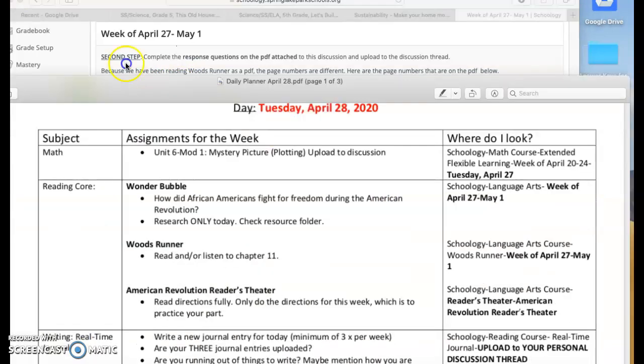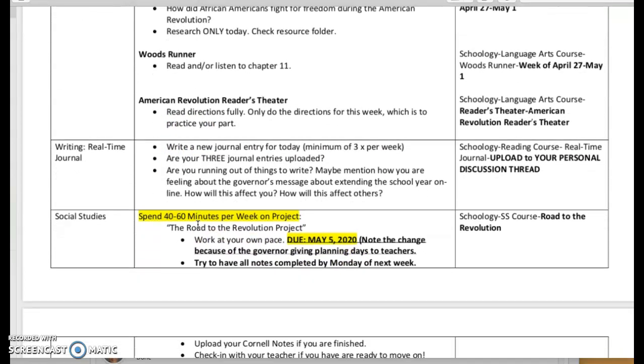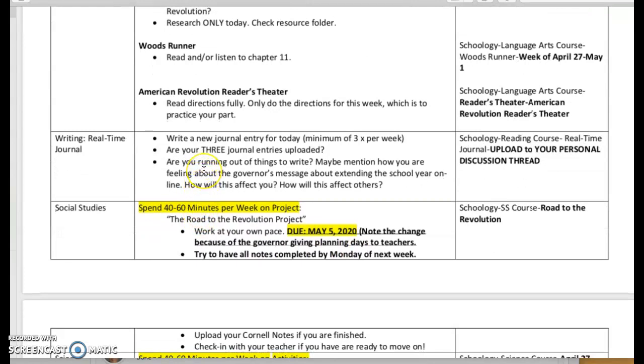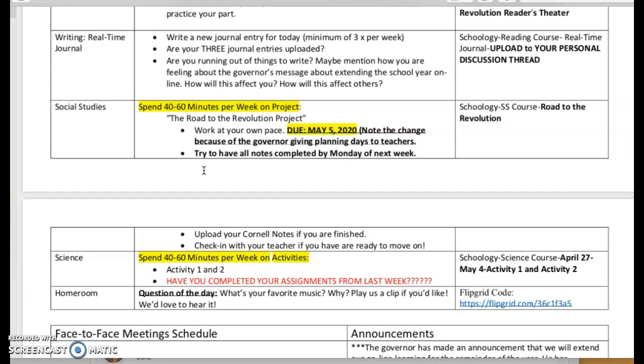All right, let's continue to look at our planner. If you didn't get a chance, just look at your part for the American Revolution Readers Theater. You're going to continue with your real-time journal. There are 3 journal entries expected by the end of the week. And for social studies, like we talked about, you do get the weekend to finish your project just because we do not have school on Friday or Monday.